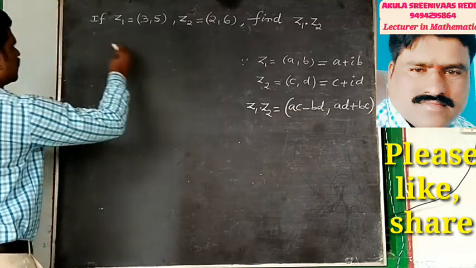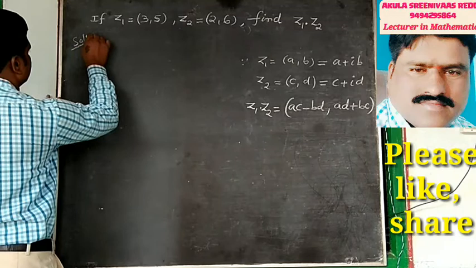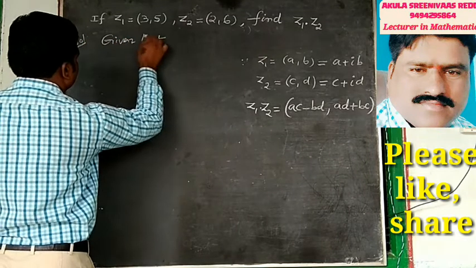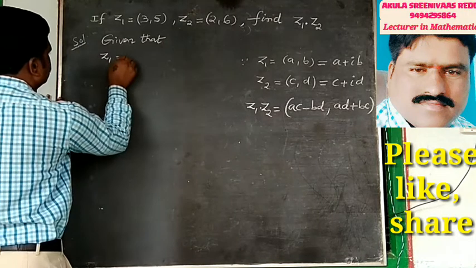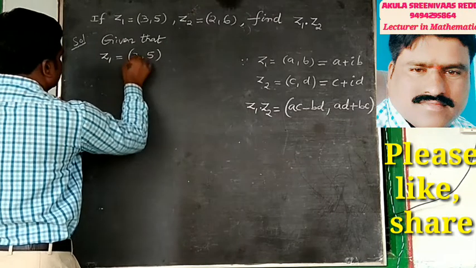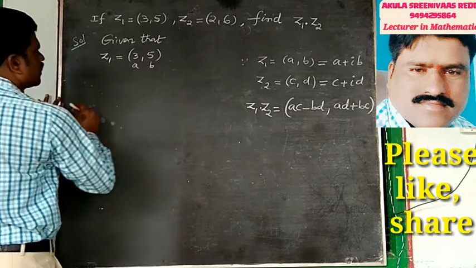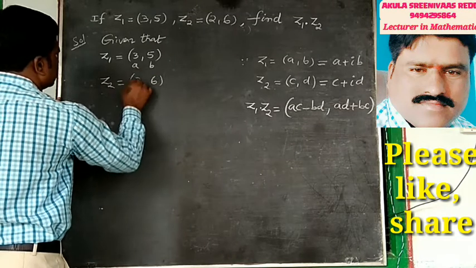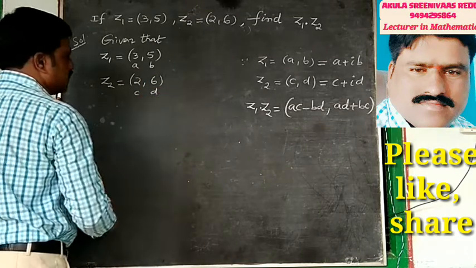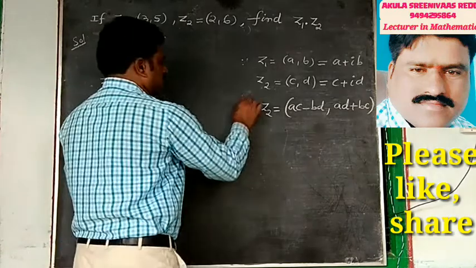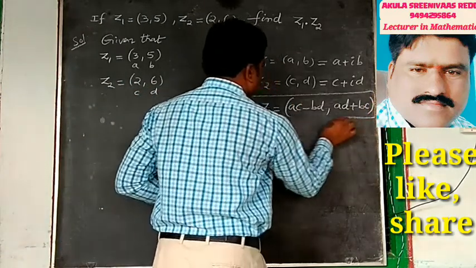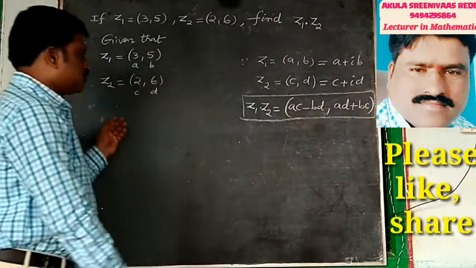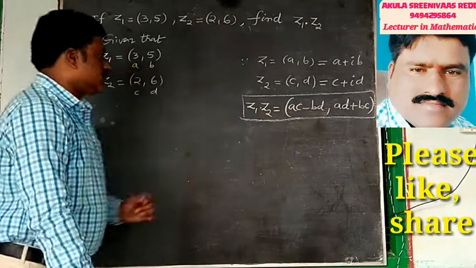So given that, solution: given that Z1 is equal to 3 comma 5. This is A and this is B. And Z2 is equal to 2 comma 6. This is C and this is D. Already we know that Z1 into Z2 is equal to AC minus BD comma AD plus BC. Substitute all these values in this expression.